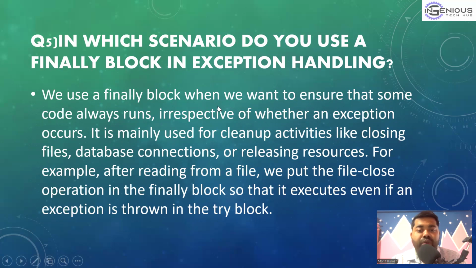We use the finally block when we want to ensure that some code always runs irrespective of whether an exception occurs. It is mainly used for cleanup activity like closing files, database connections, or releasing resources. For example, after reading a file, we put the close file operation in the finally block so that it executes even if an exception is thrown in the try block.